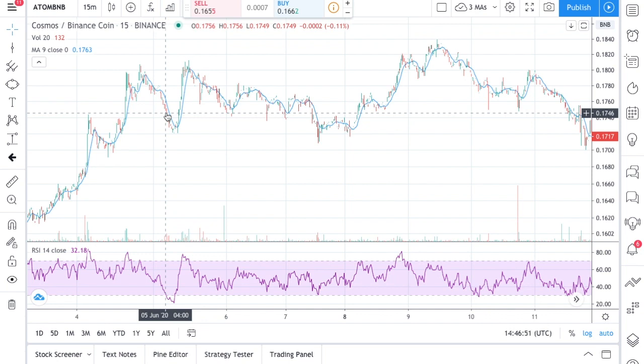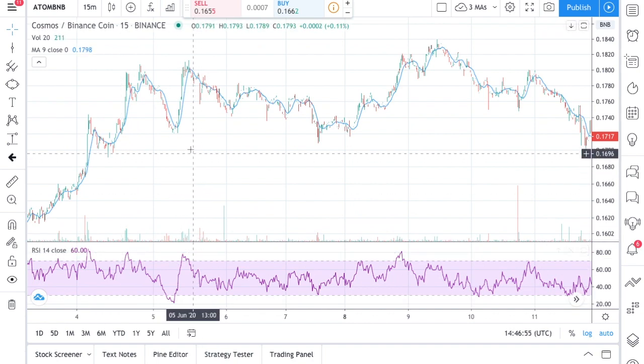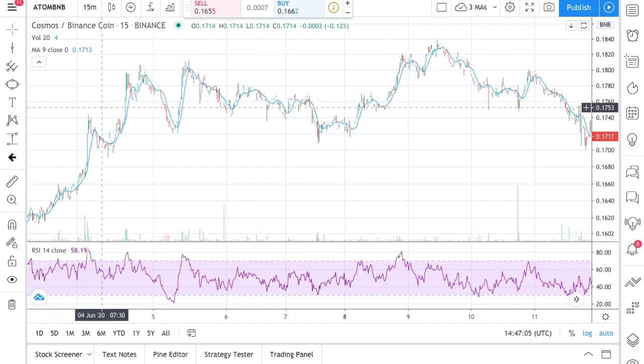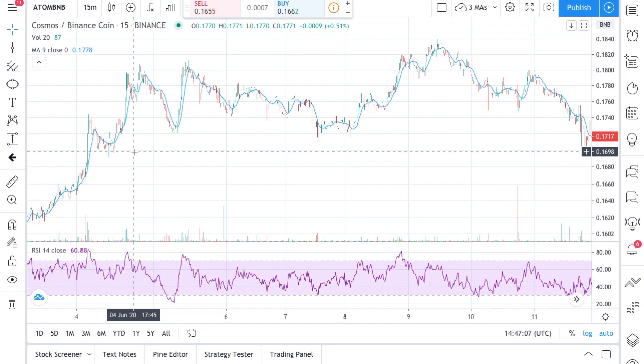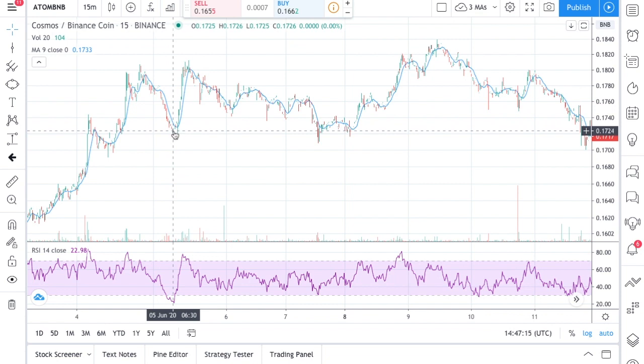What I like to do is to combine the use of the RSI with a short-term moving average. In this case, I use the MA9. The beauty of this strategy is that not only do you spot the oversold condition, but before entering into the trade, you wait at least for a sign of trend reversal.